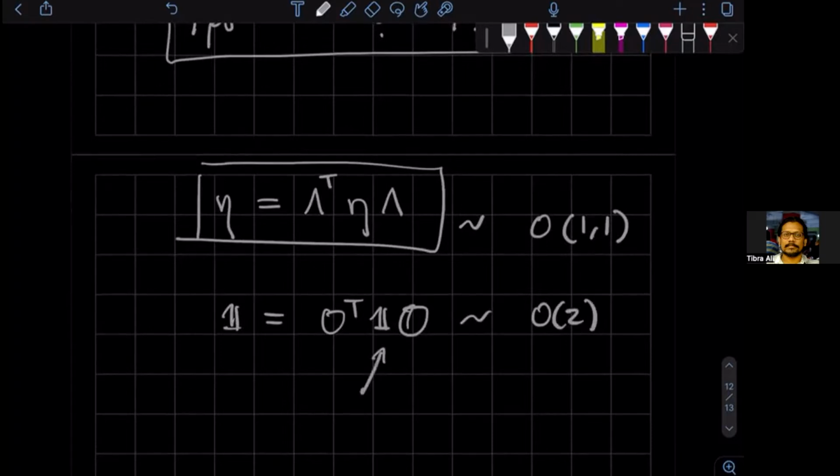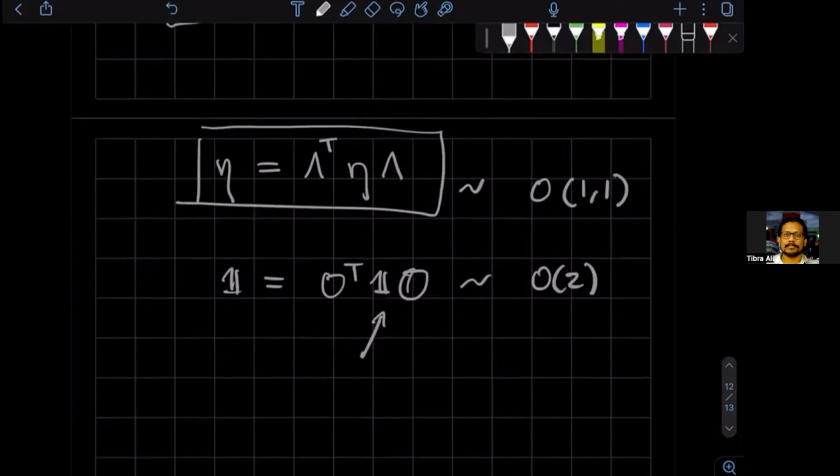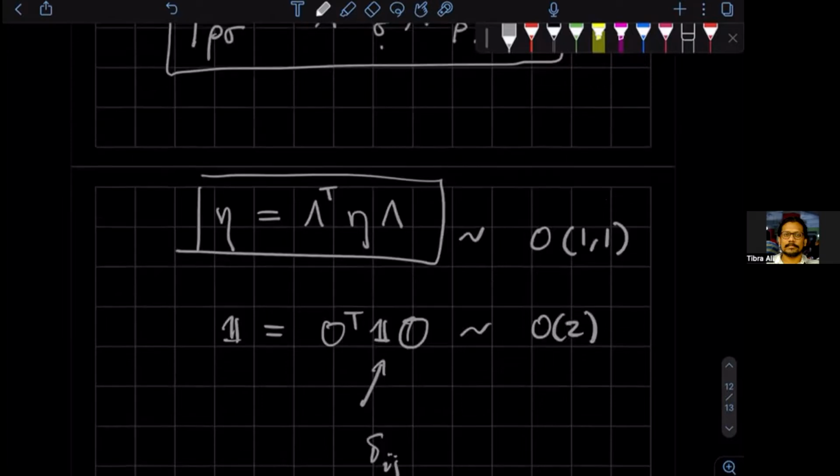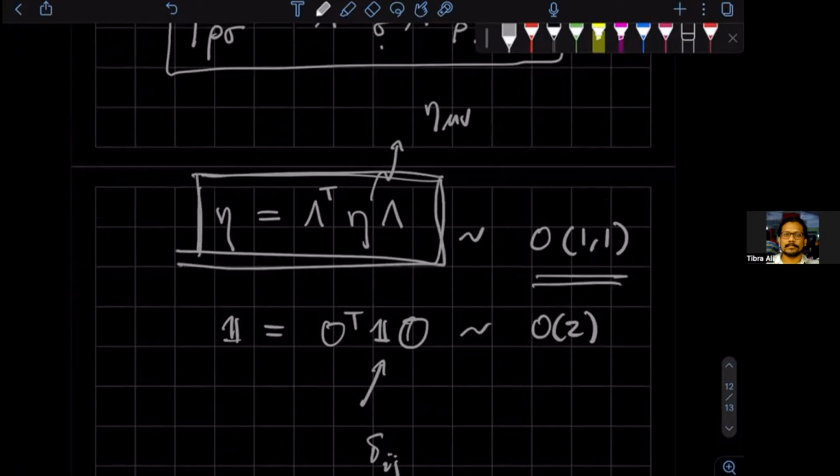What happened here was that this was the Euclidean metric, and here, instead of the Euclidean metric, we have the Minkowski metric. Okay. So this is the O1,1. This is known as the Lorentz group. Okay, this is the abstract definition of the Lorentz group.